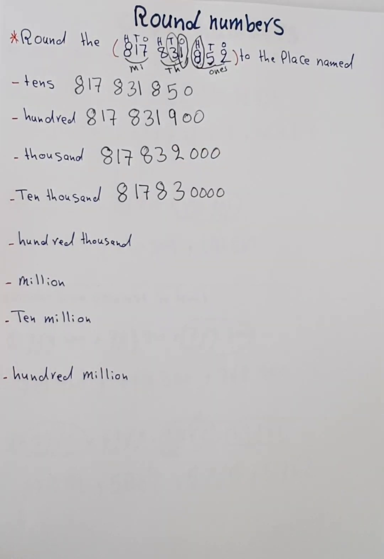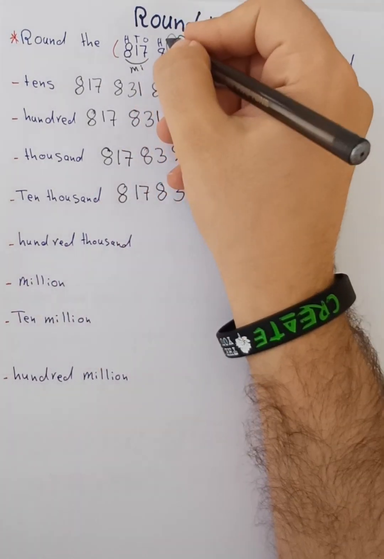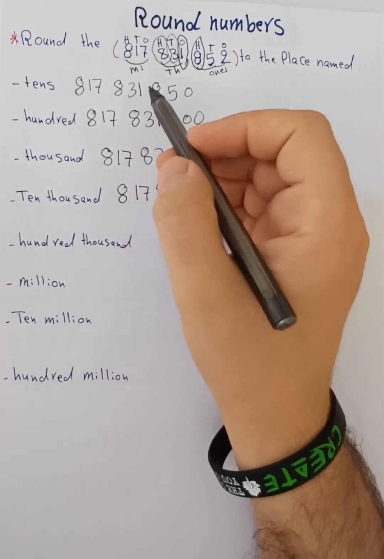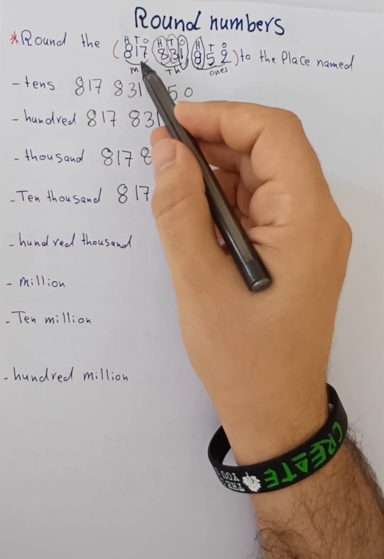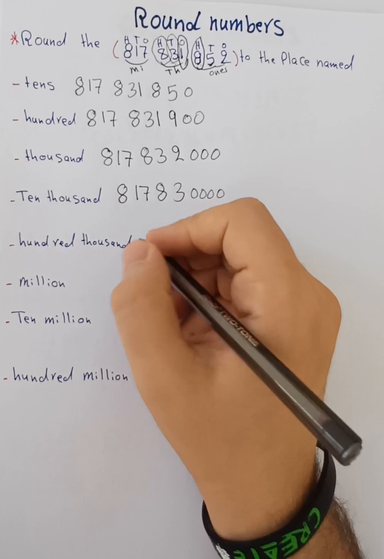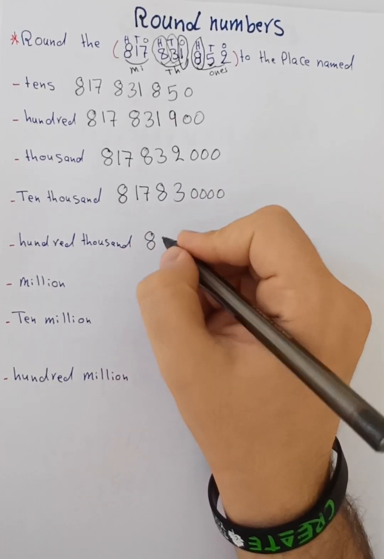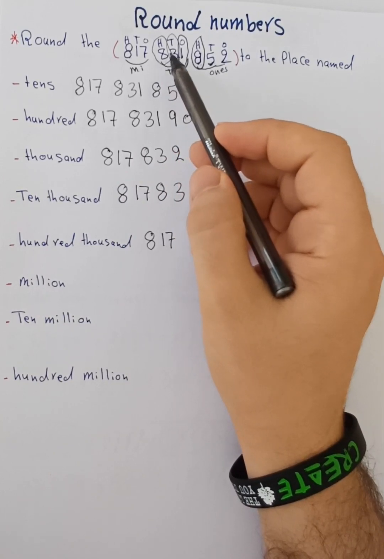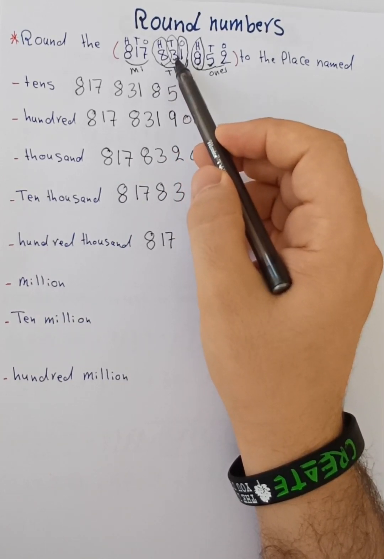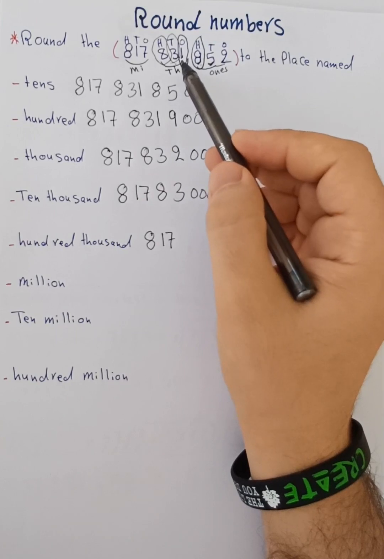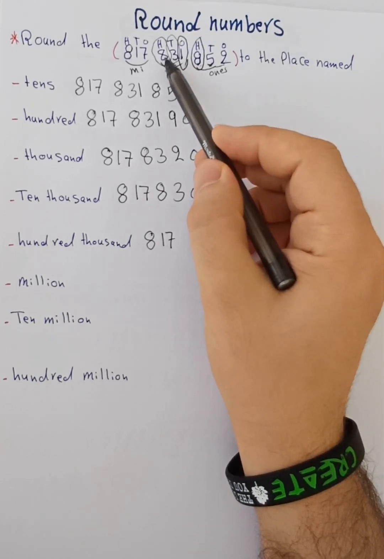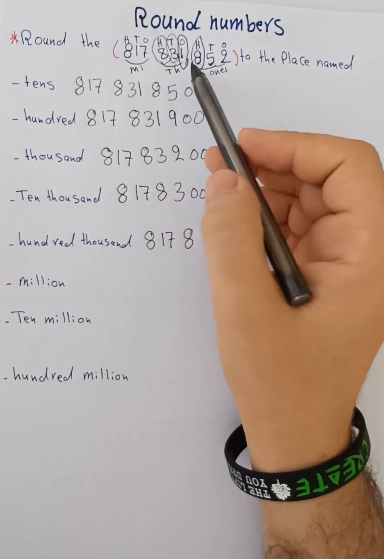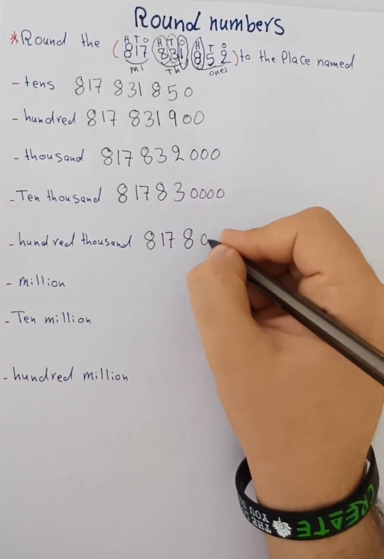After that we have to round 100,000. This is the 100,000 digit. We have to write all numbers at left, 817. After that we have to round 8. After 8 we have 3. 3 is less than 5. By the rounding rule 8 stays the same and these numbers become 0. We have 5 numbers become 5 zeros.